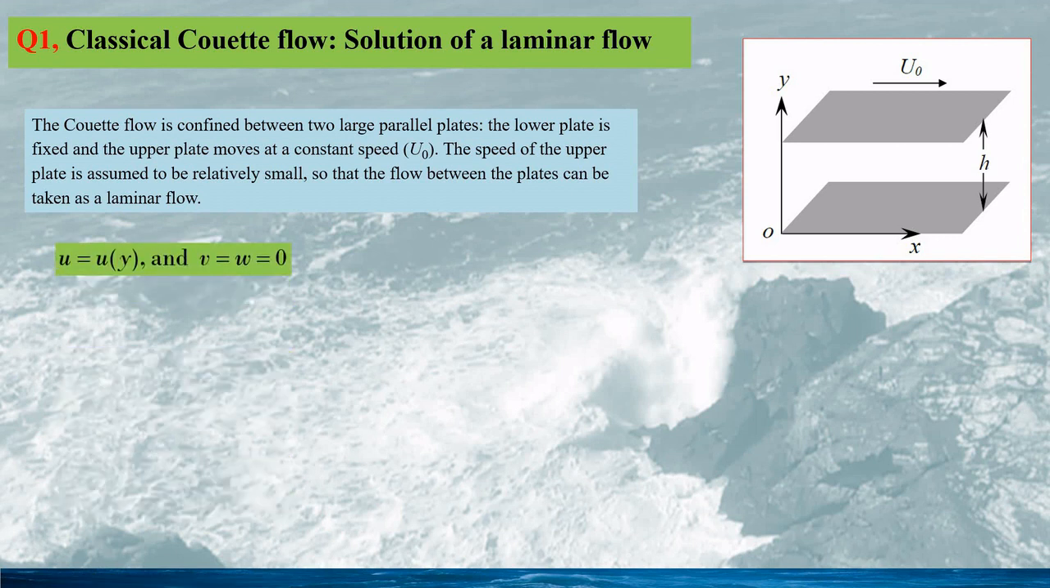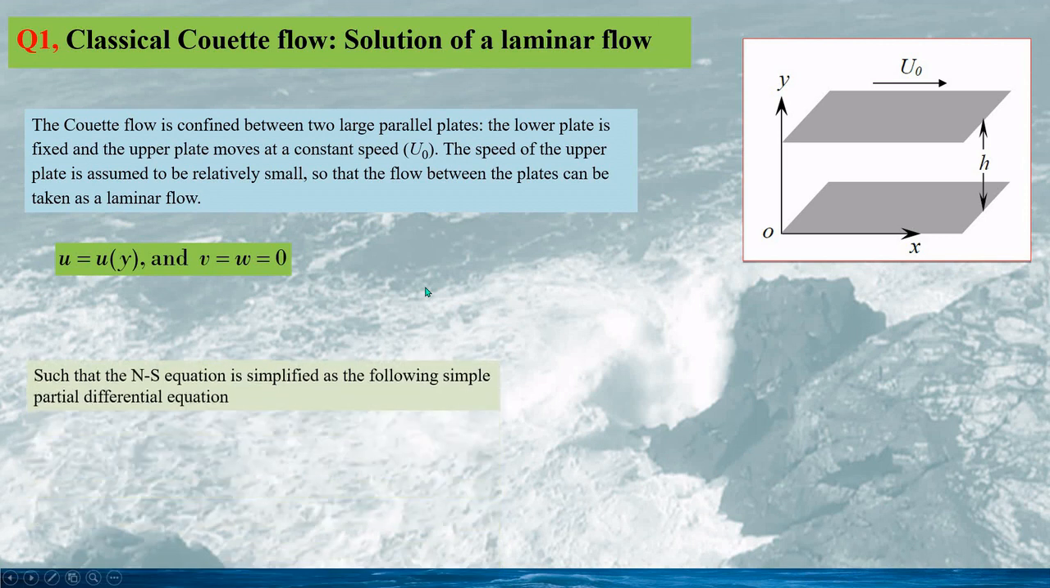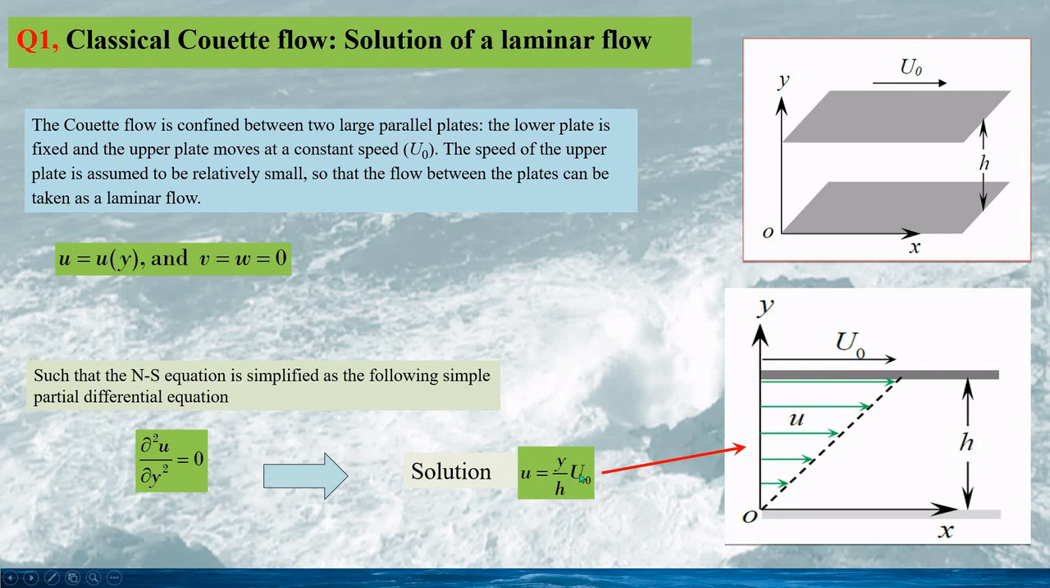Based on the analysis of the flow, we can see there should be no fluid velocity in y and z direction. Both v and w are 0, and u is a function of y only. As such, the Navier-Stokes equation can be simplified into this partial differential equation, and we apply the no-slip boundary condition at both plates. The solution is given as this, and the plot of the velocity profile is seen as this. The flow velocity increases linearly with y. This classic flow solution can be found in many textbooks, and the correctness of this solution has been validated using experiment data.